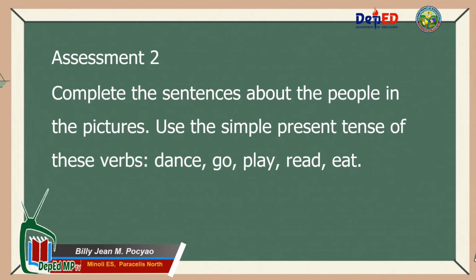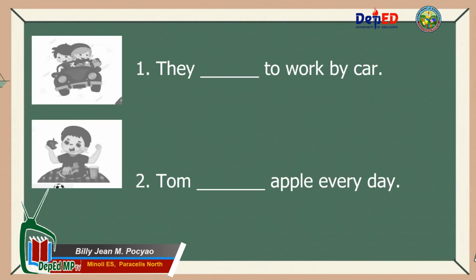Assessment 2. Complete the sentences about the people in the pictures. Use the simple present tense of these verbs: dance, go, play, read, and eat. Number 1. They blank to work by car. The correct action word is ride. Number 2. Tom blank apple every day. The correct action word is eats.